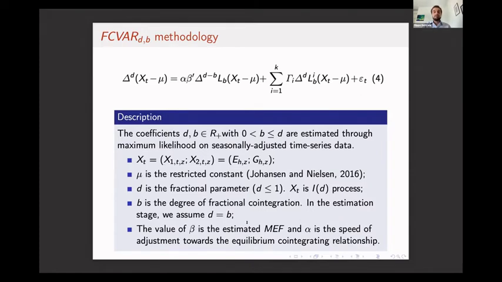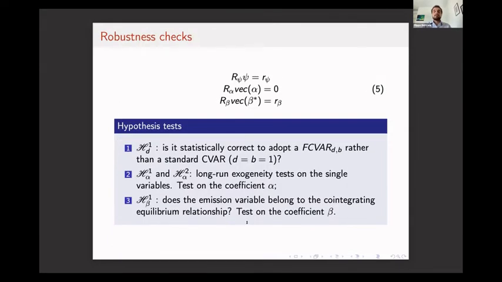And we repeat this methodology for each market zone. Of course, we perform some robustness checks to check whether it is statistically correct to adopt an FCVAR rather than a simple standard classic VAR. But in case we do not find evidence with the rank co-integration test of any fractional or co-integrating relationship, we simply go for the RFIMA approach or the fixed effects OLS model. But as we'll see, the FCVAR is adopted especially for the full year sample analysis. And we also perform some other tests on the other coefficients, alpha and beta.